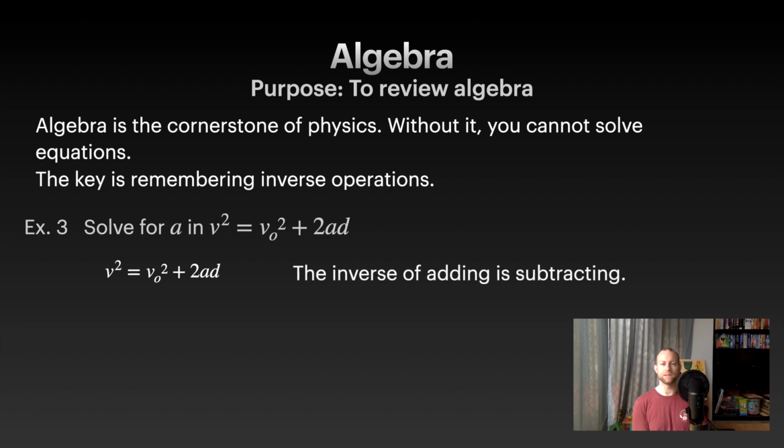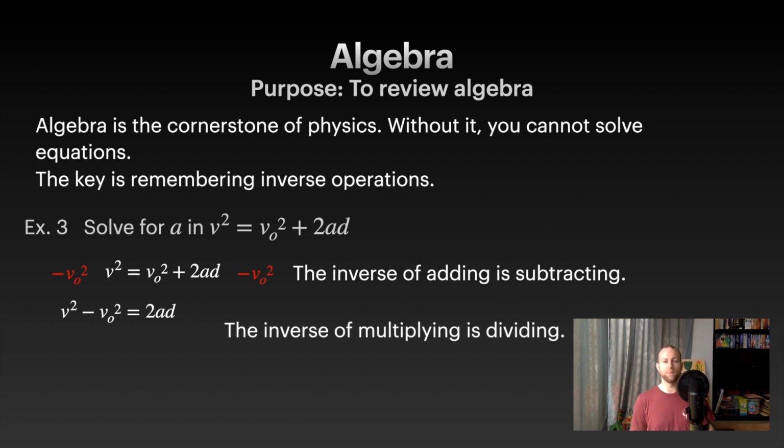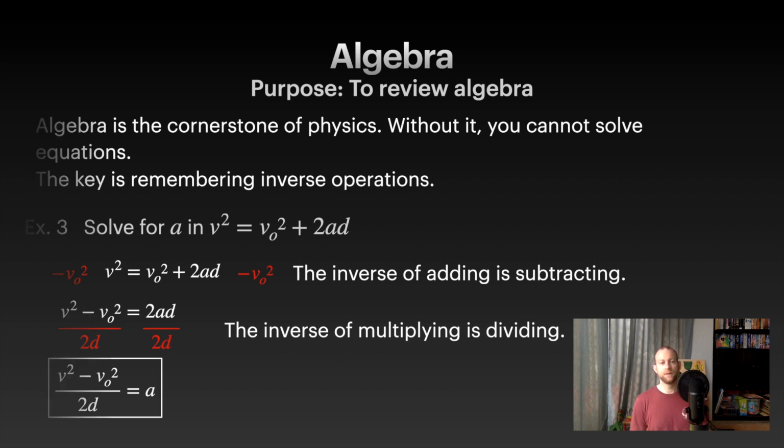So this is added. We do the inverse, which is subtracting. Subtract from the right, subtracted from the left. We get this equation. So now we're not quite done yet. We still have 2 times a and d times a. Since those are both multiplied, we can get rid of them in the same step. Divide by both of those because that's the inverse. And here's our equation. Again, a is by itself. The rest is not a, so we've solved that.